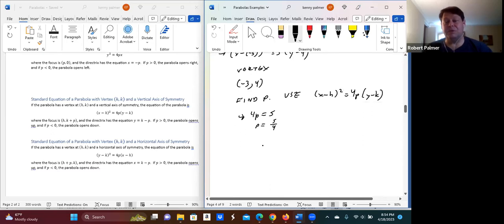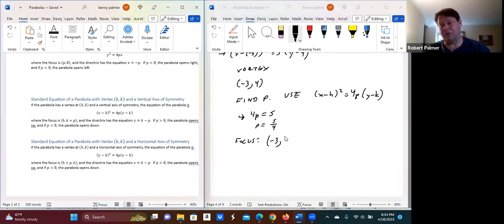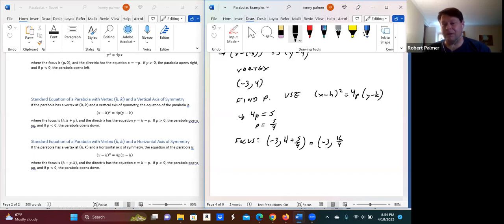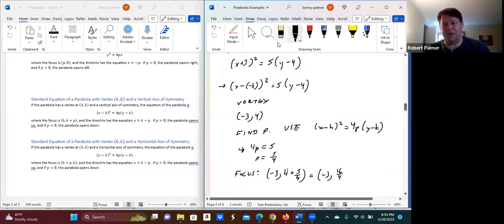Now, what we see then is our focus is going to be the point h, which is -3, and then k plus p. So k was 4 plus 5/4. That's a bit of a pain, I know. And so that's going to be -3, and 4 is the same thing as 16/4. In fact, let me just hang on a minute. Let's change this. Let's make this an 8 so we don't have to deal with fractions.